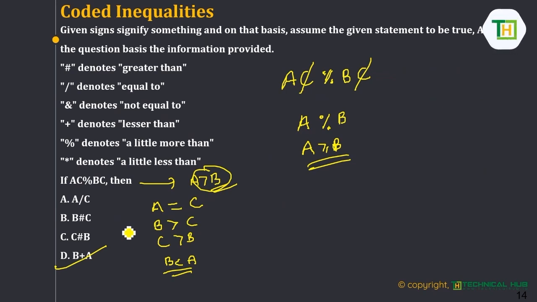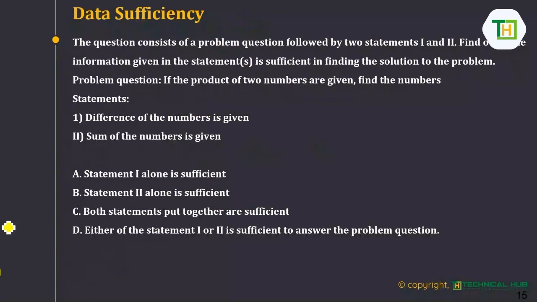Next one. Difference of the numbers is given. So this is data sufficiency. What is the problem question? If the product of two numbers is given, find the numbers. Suppose the product of two numbers A and B is given. So find the two numbers A and B. This is the problem question.